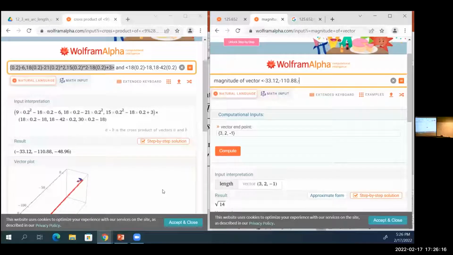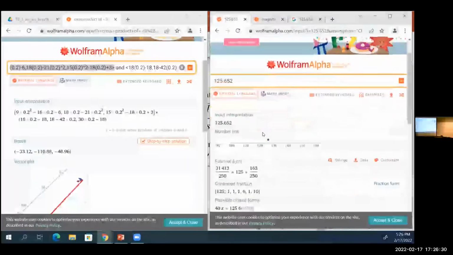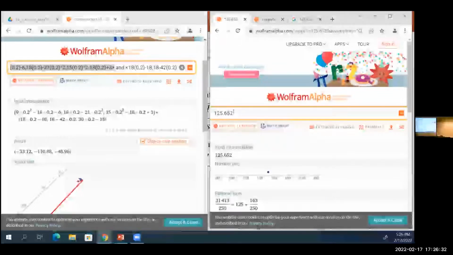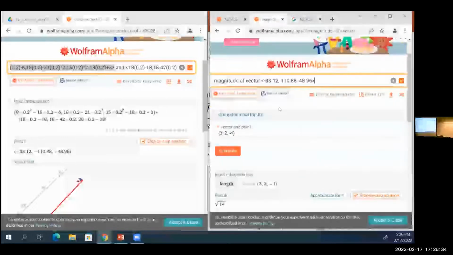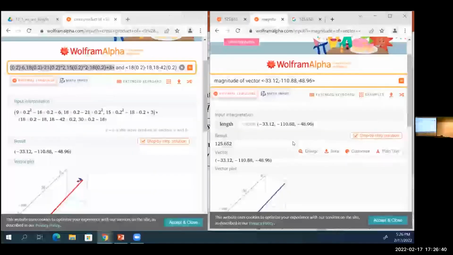Isn't what you're putting in right now the cross between R prime and R double prime? Oh, yeah, that's right. So you need to just do R prime times double prime. Okay. Let's do it here. It's okay. R prime times double prime came out the same.